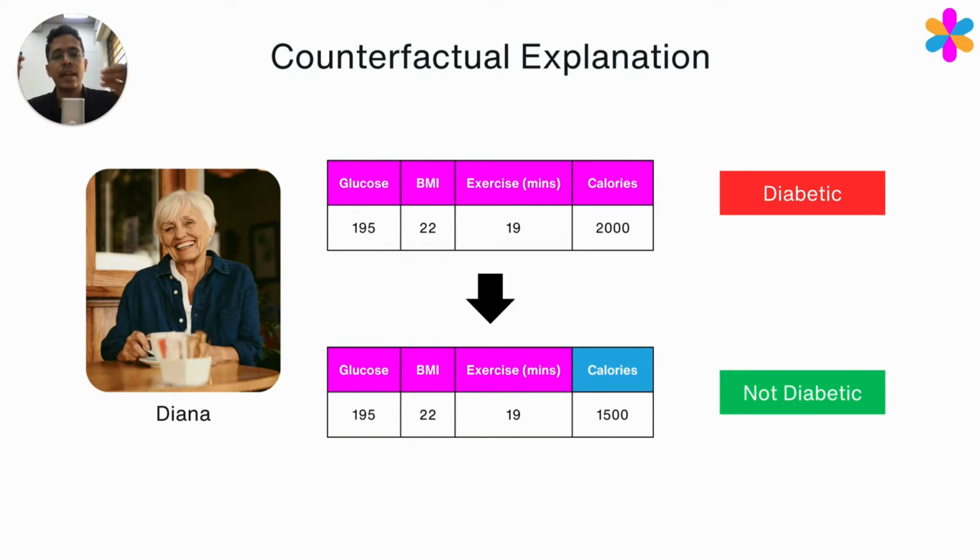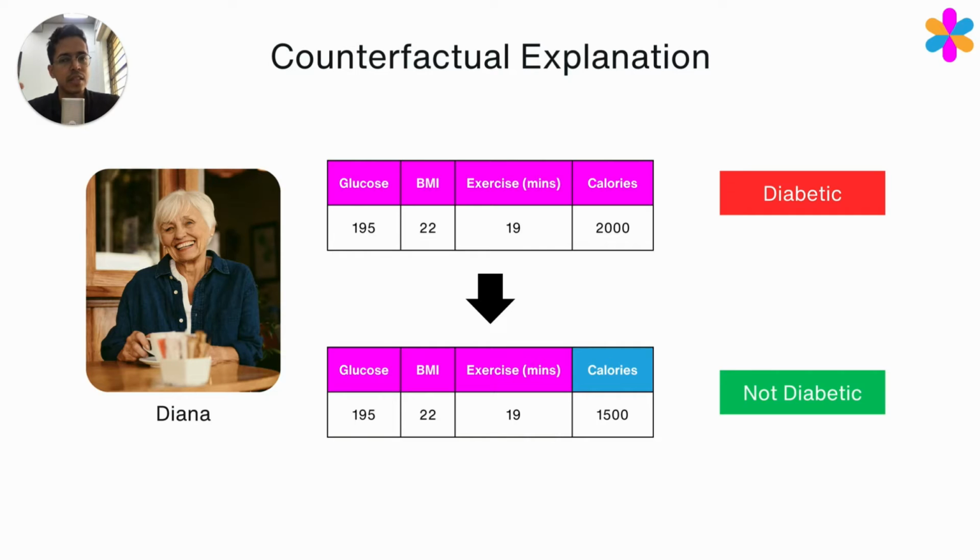So if we can generate counterfactual explanations for any given data point, let's say I have a model that is trained on a lot of data, and I make a prediction on a person like Diana saying that she is diabetic. And now if I can generate a list of counterfactual explanations like this, then I can actually provide recommendations to Diana based on my model that, okay, you have several different options.